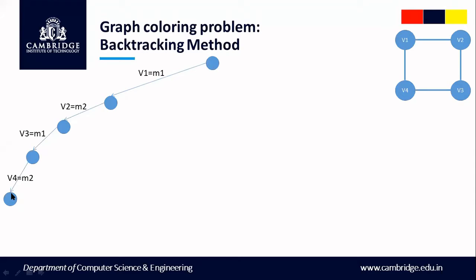Now to find out other options, we backtrack and check whether we can assign any other color. Can we assign any other color for V4? M3, sir. We can assign M3. There is another option without any collision. We can assign M3.